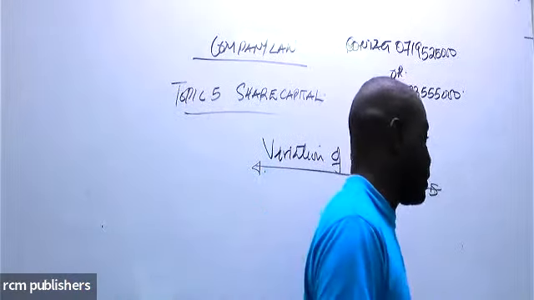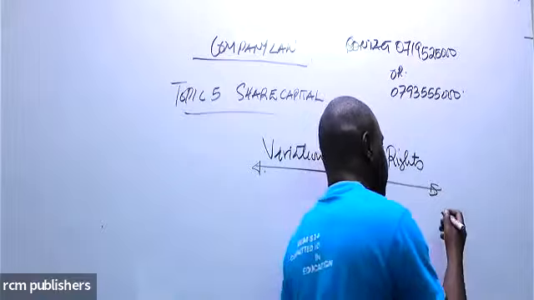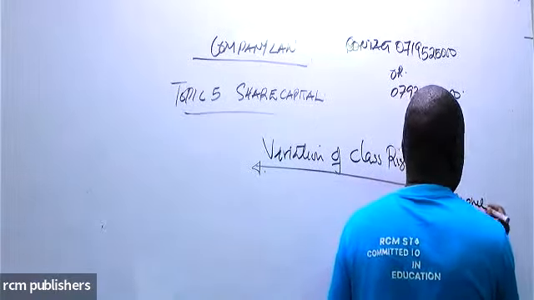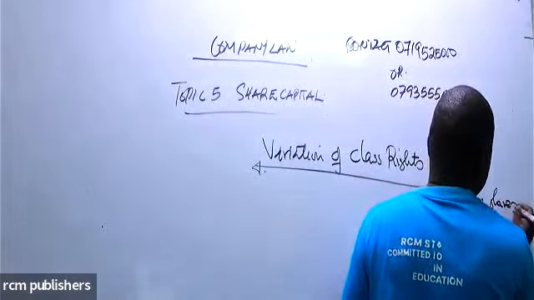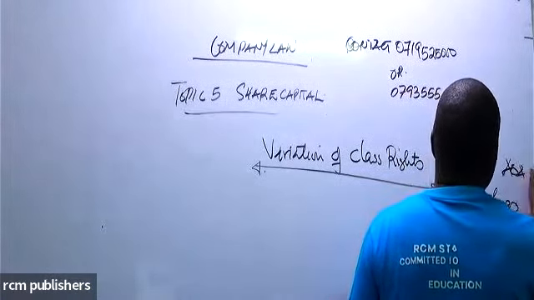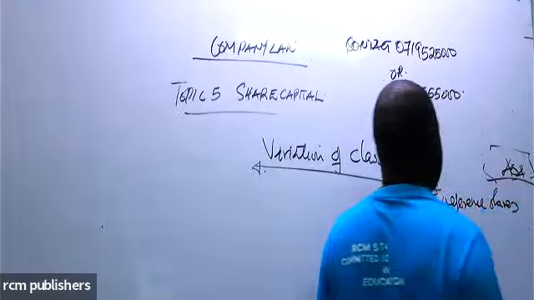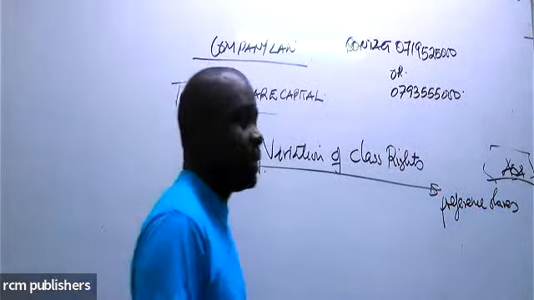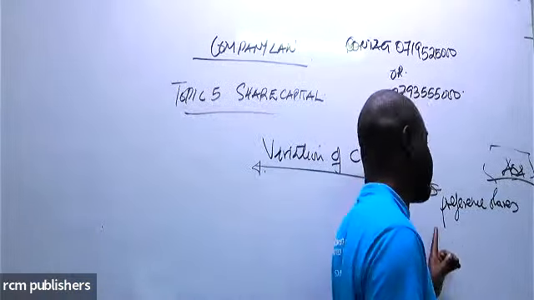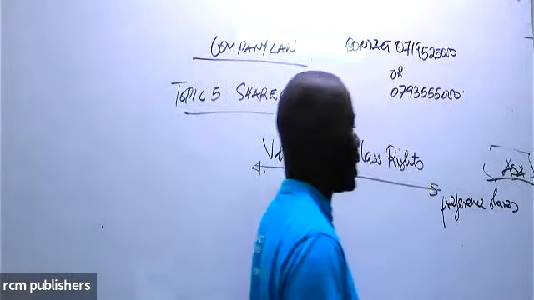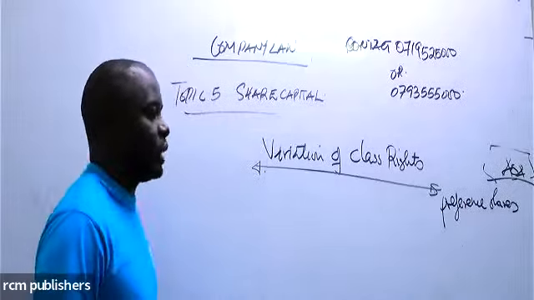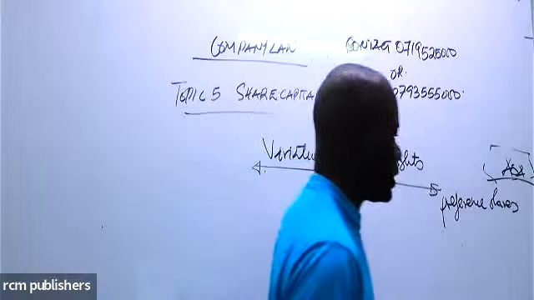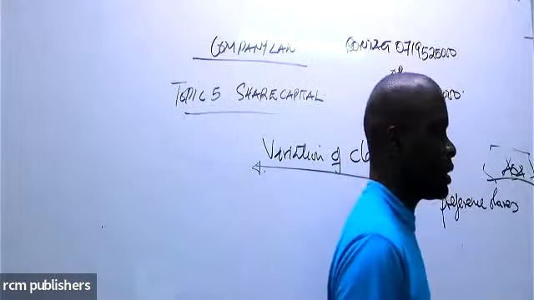So for example, if there are those holding preference shares, these rights are contained in the articles of association. So where are the rights of every class of shares contained? In the articles of association. Let's say the rights of preference shareholders want to be varied. The company will be able to pass that resolution, and vary the rights.